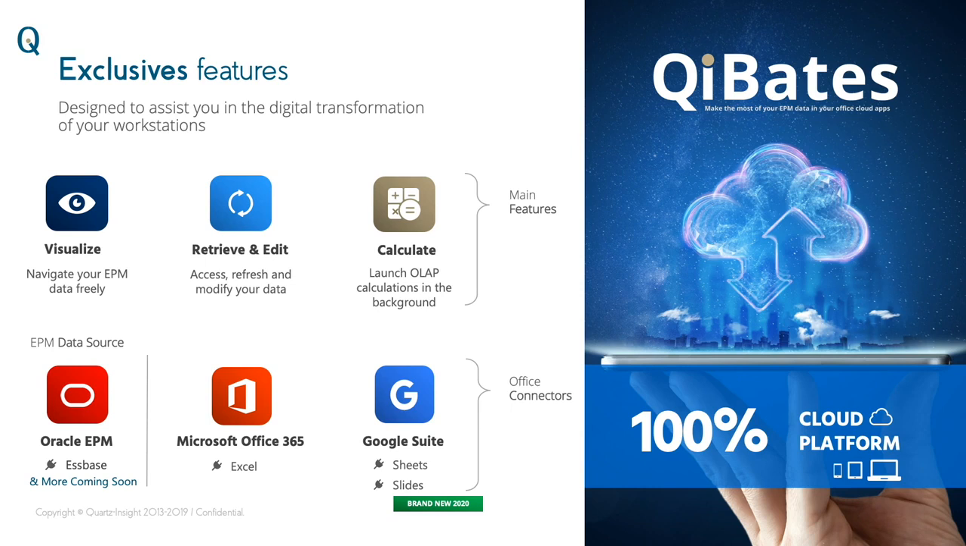This optimization of business processes translates itself into exclusive features that we have never seen at the heart of Office Cloud Suites. I'm thinking, for instance, of the visualization features, which allow you to navigate your EPM data freely, directly from your navigator. I'm thinking of the retrieve and editing features, which allow you to modify your EPM data directly from the cells of your spreadsheet online, or the calculation feature, and especially something unique that we do: we enable you to launch all app calculations in the background, fully in the cloud, with nothing installed on your computer.